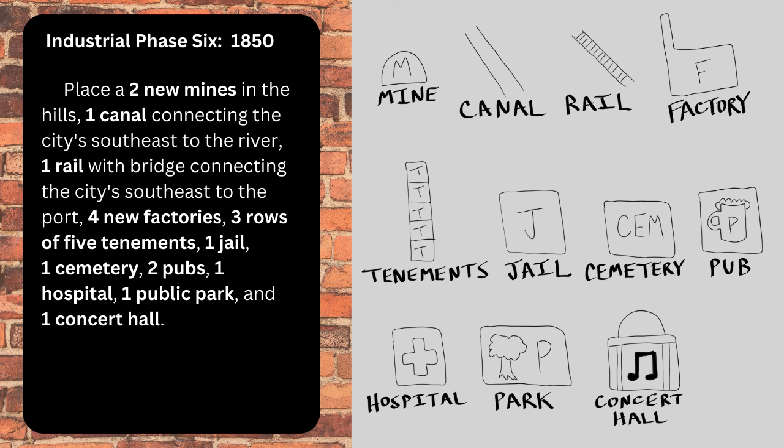Place two new mines in the hills, a canal connecting the city's southeast to the river, a rail with a bridge connecting the city's southeast to the port, four new factories, three rows of five tenements, a jail, a cemetery, two pubs, a hospital, a public park, and a concert hall.